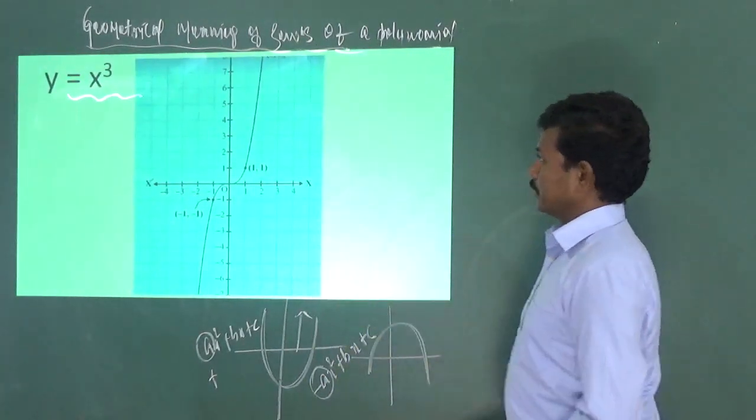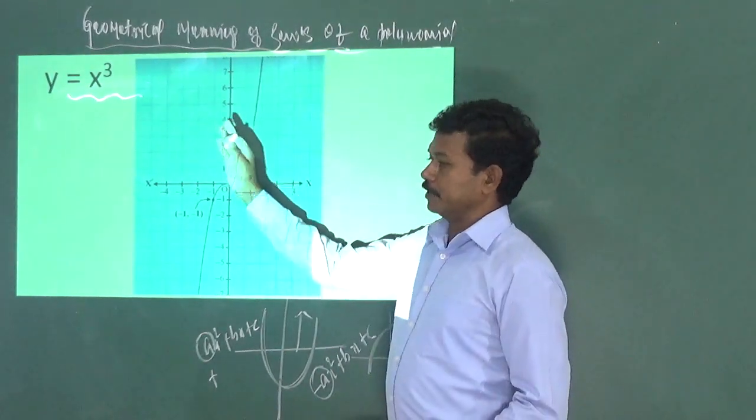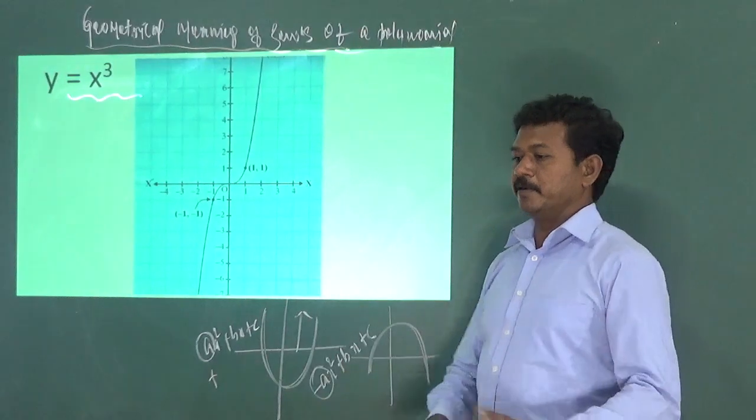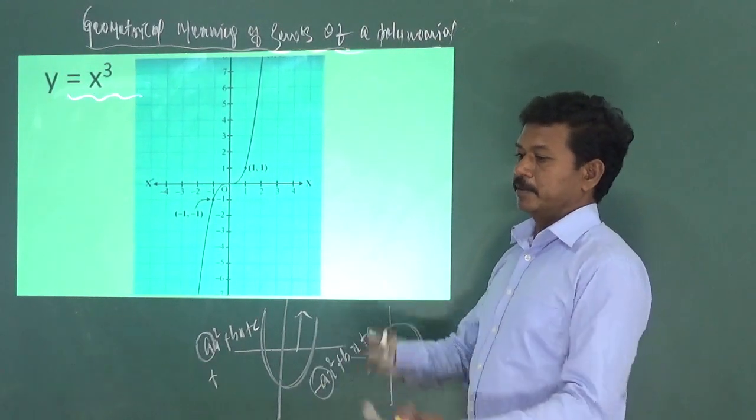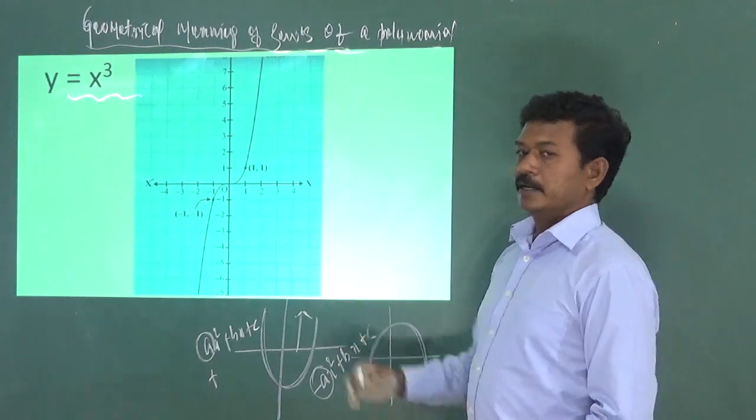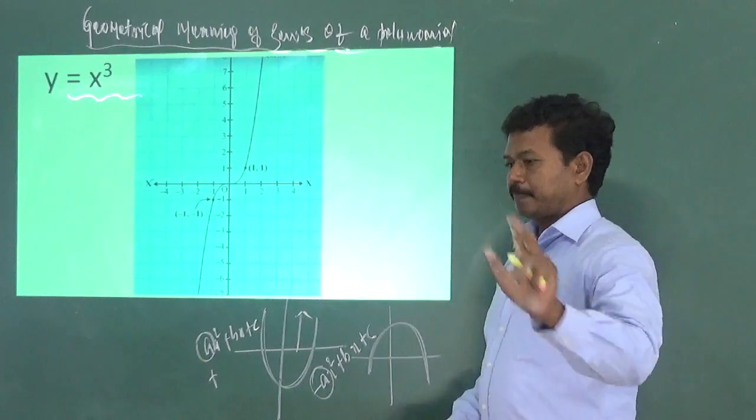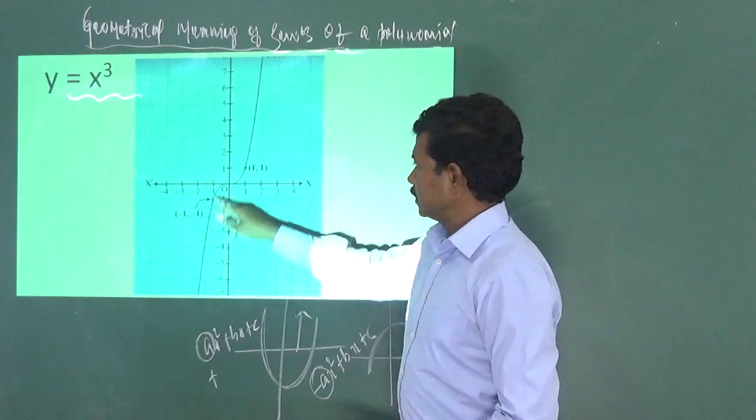So this is another cubic polynomial, y is equal to x cube. I told you y is equal to x cube is a cubic polynomial. It may be a monomial, it may be a binomial, or it may be a trinomial. In the last class I had told you. So it's a monomial here. Whether it is a monomial or binomial or trinomial, you will get the graph. So this is the graph for that.